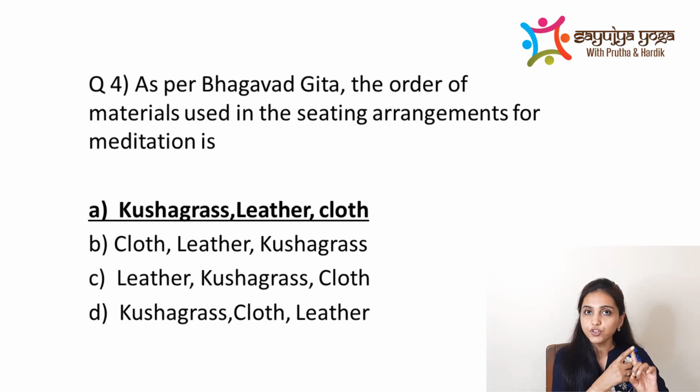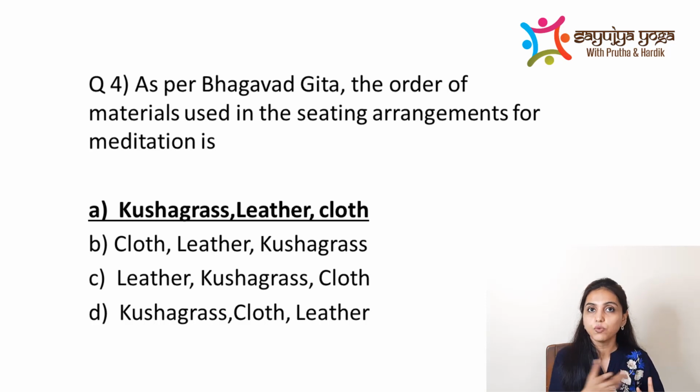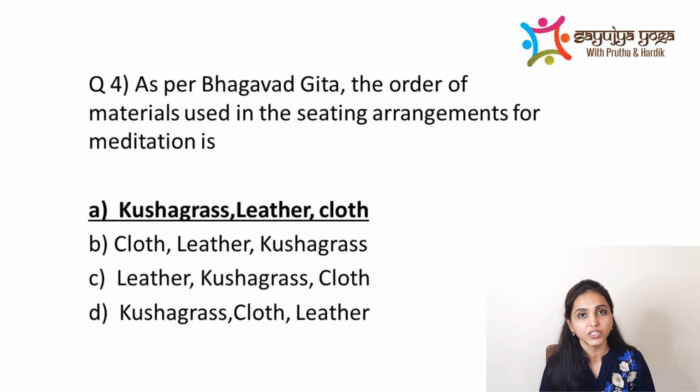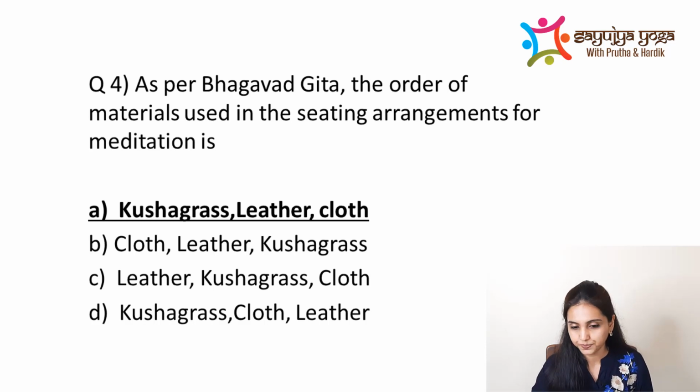So first what we have to put? First kusha grass. Then above that we have to cover it with the tiger or the deer skin, which is nothing but the leather. And on top of that we have to cover it with the cloth. So correct answer is first kusha grass, next is leather, and third is cloth.